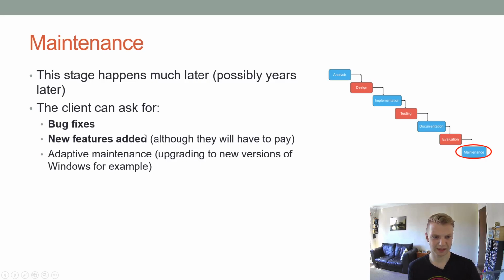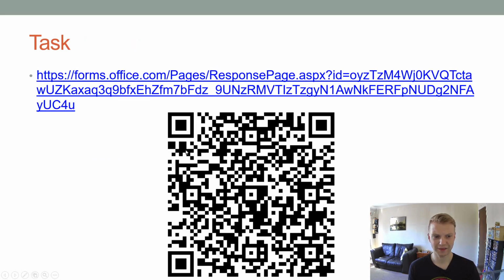And the last one is adaptive maintenance. This doesn't always happen, but they might agree with the software company, right, if Windows 10 jumps to Windows 11, will you upgrade our Windows? They normally have that in writing beforehand. And normally I think that's done for free as well. Yeah, it should be. And that is everything really.